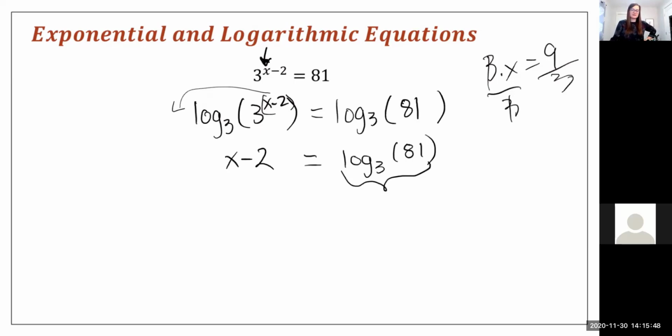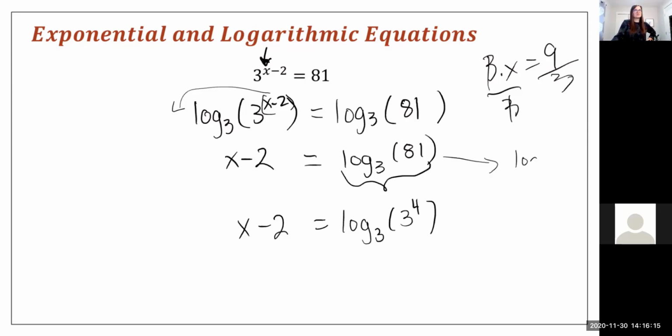81, I can think 81 is actually a power of 3, isn't it? So this one is 3 to the power 4. We've seen that before. If you could not simplify that, you might consider the change of base formula and find out more specifically from a calculator what that is. You can always do that, but then it's a decimal. So if they want exact values, you just leave it as is.